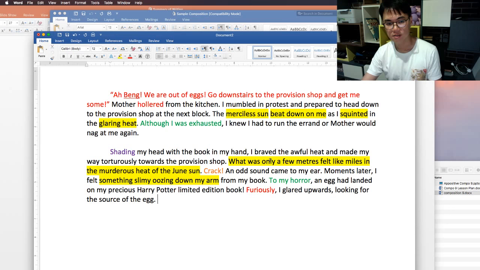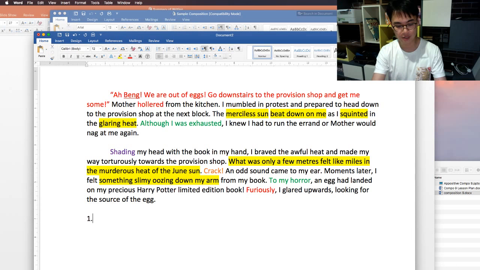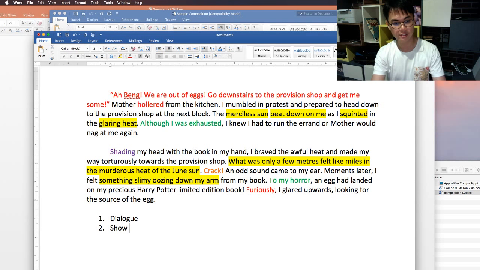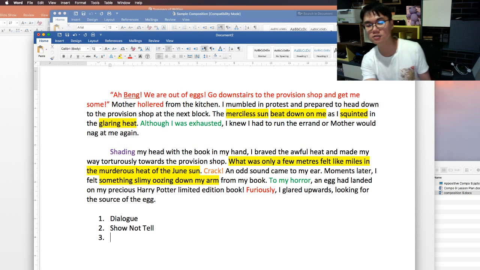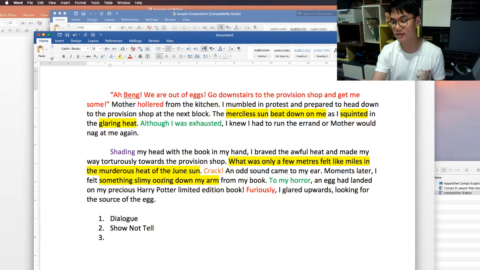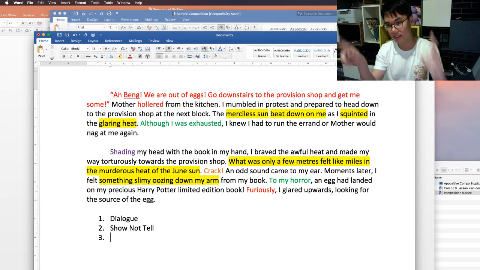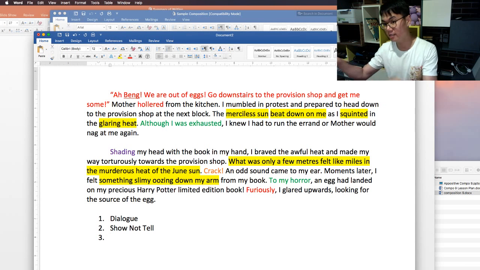But let me summarize very quickly. So far, what are some of the strategies I've used? I've used dialogue, all right? Did you see? I've used show not tell multiple times throughout the paragraphs. Okay, no, my dear Georgina, "furiously I glared upwards." These are actions, right? Show not, not A positives. A positives are additional information in the two commas that tells you more about a subject, right? So the lion with a big mane, for example, that's A positives. This is not A positives, okay?